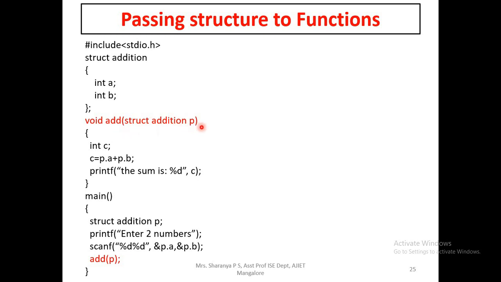Struct addition P, and inside this we are accessing the values that we have stored in the structure addition. That is, we are computing the final result and storing it in C, and we can perform that by referring to the values stored in it by using P dot A plus P dot B. P refers to the structure variable name P, and then the sum is going to be printed onto the output screen. This is how we can pass the entire structure to a function.